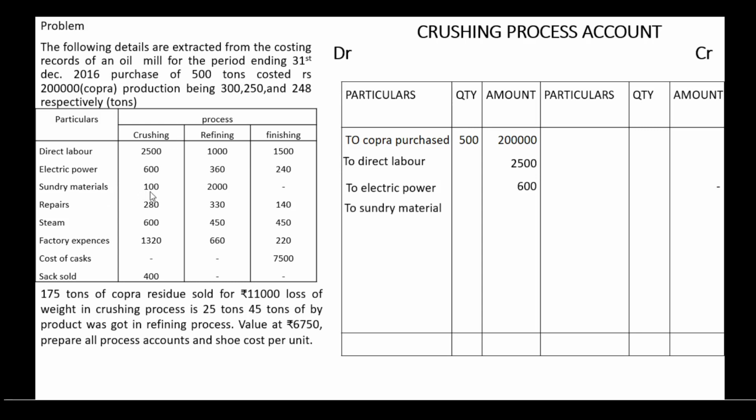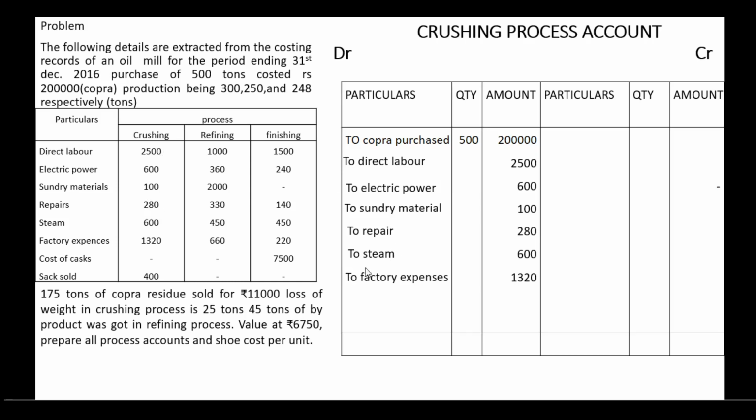To sundry materials, the amount of the crushing is 100. Next, repairs, amount 280. Next, steam. To steam, amount 600. Then factory expenses, amount 1,320. So here we have entered all the expenses. So only this much of expenses are related to this crushing.